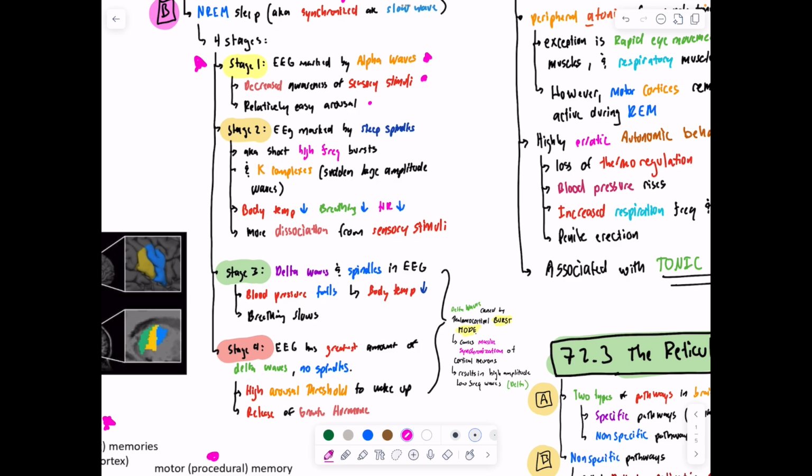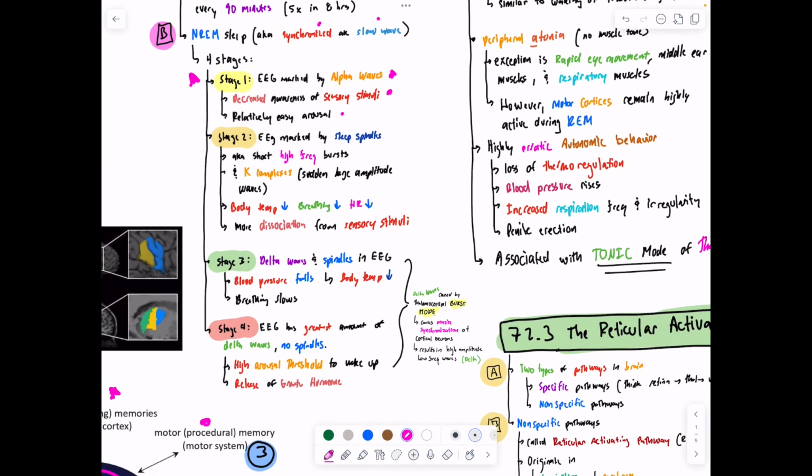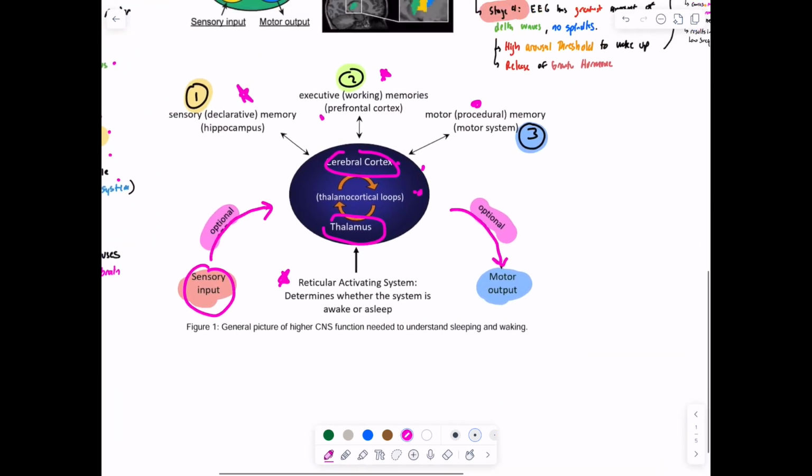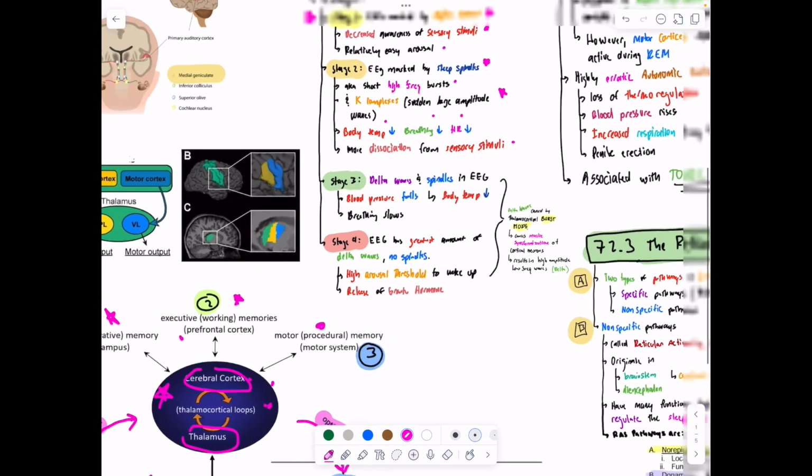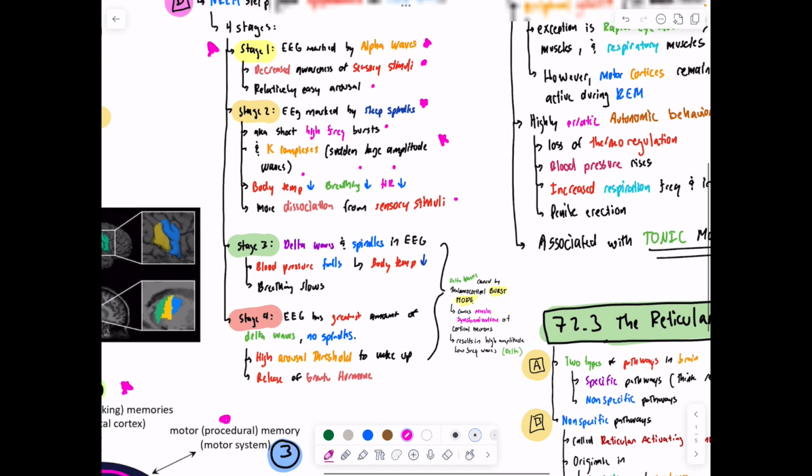Then stage 2 of NREM is marked by sleep spindles, which are high frequency bursts, and K complexes, which are sudden large amplitude waves. You have a decrease in body temperature, breathing, and heart rate, and more dissociation from sensory stimuli. So as you get further into the stages of NREM, less and less sensory information is getting to your TC loops.